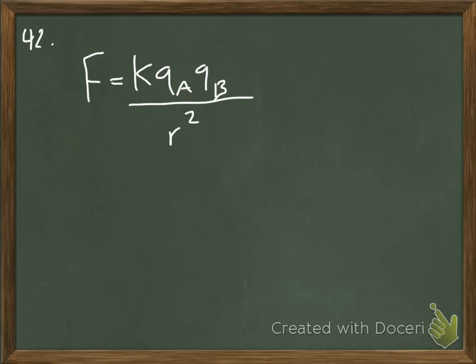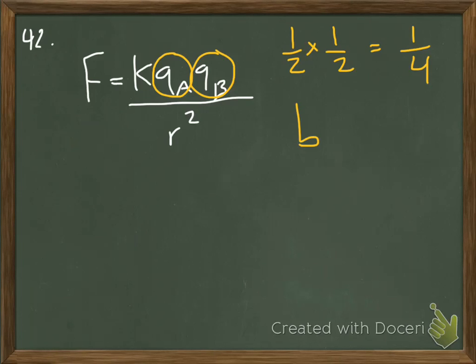Alright, part B is asking what happens if QA and QB are cut in half. If you take QA and make it half of what it was before, and you take QB and make it half of what it was before, these two things are multiplied by each other. So what you're going to end up doing is having the numerator be 1/4 of what it originally was. So then your force is also going to be 1/4 of what it originally was. So for part B, it would be 1/4 of the force.